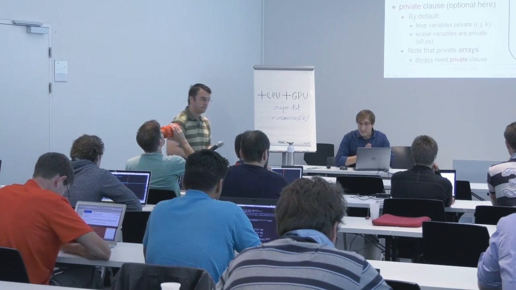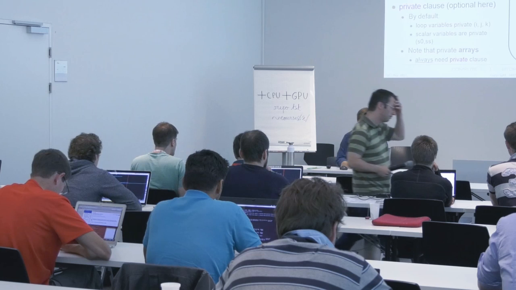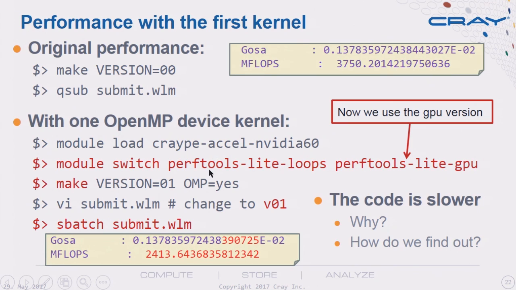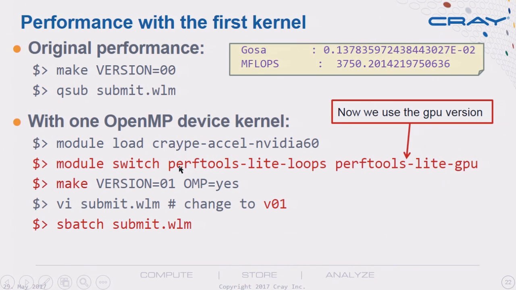So let's have a look at the compiler feedback. I have to jump here, so do a make clean. Yeah, so for that version, you also have to load the module. Don't want to do that on the module, CRAY PE, NVIDIA 60, since we want to go to the GPU now.